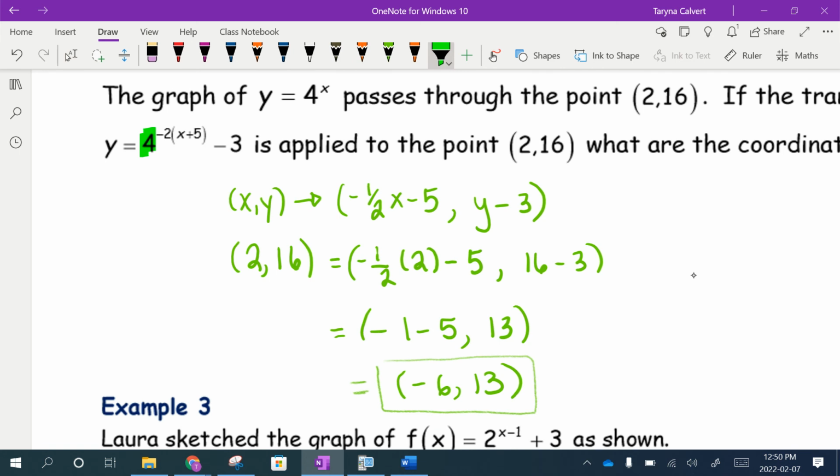And remember, everything's opposite. So there's a horizontal stretch by a factor of half, reflection in the y-axis, and then moved 5 to the left, right? And then everything on the outside. There's nothing in front of the 4, because that's where the vertical stretch and the reflection in the x-axis would occur, but there's nothing there. Only thing vertically that's happening is a vertical translation of 3 down. So that's my mapping notation.